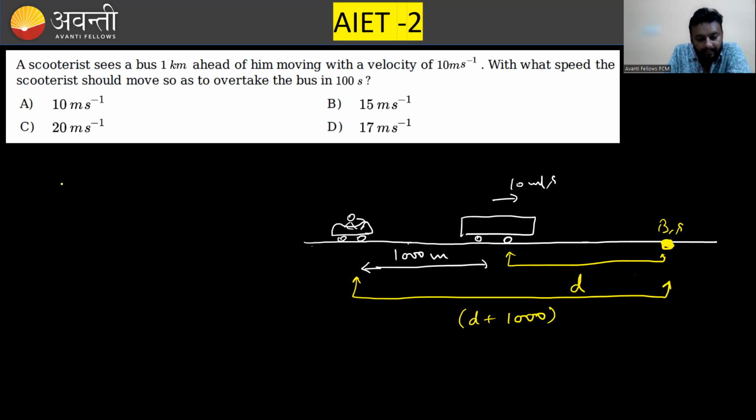So what I say, in 100 seconds, this is the bus and this is the scooter. Can you see the difference between the distances traveled by the two?